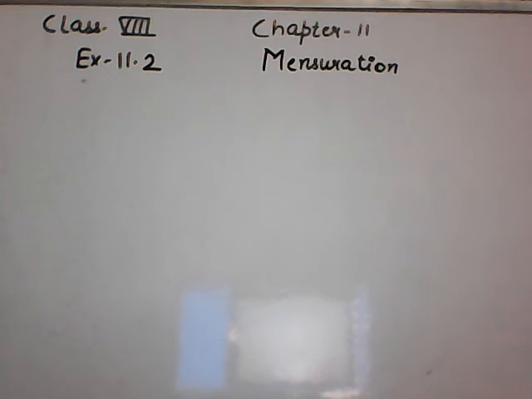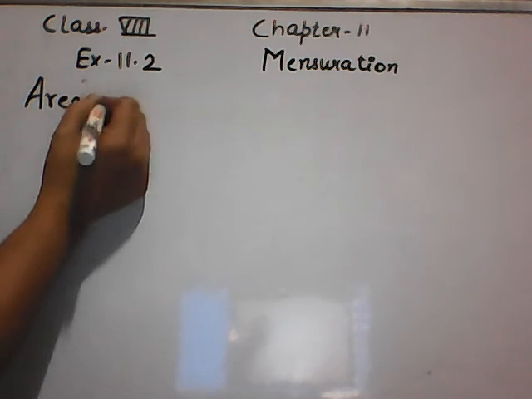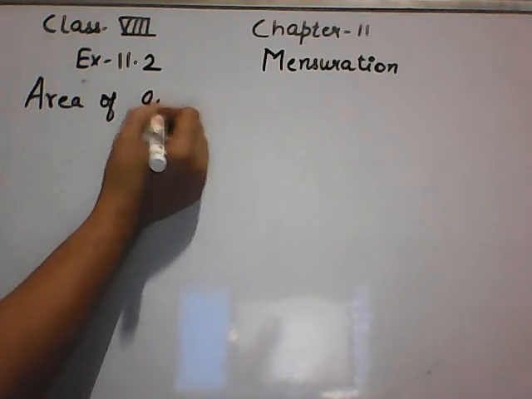Good morning, students. Today we are going to discuss exercise 11.2 of chapter 11, and the name of the chapter is mensuration. In this exercise, we will learn about the area of quadrilaterals. Now, what do you mean by quadrilaterals?